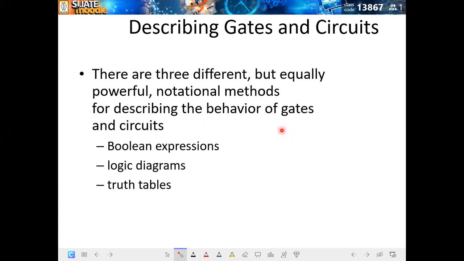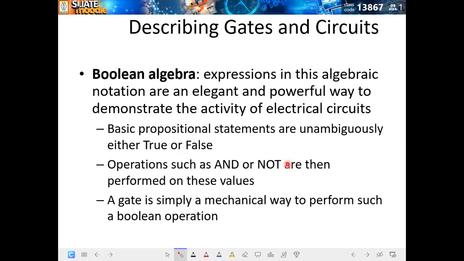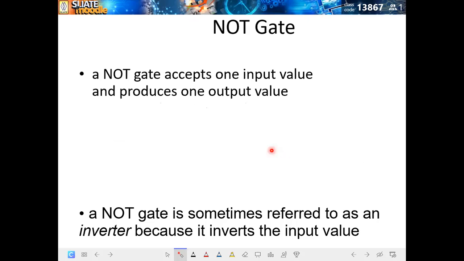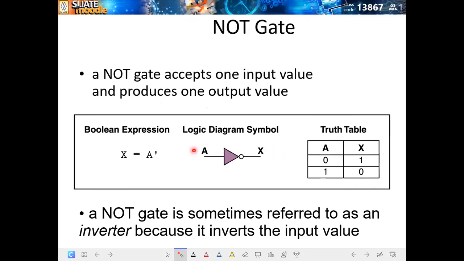We know, right? When describing the logic gates, we can use these three. One is Boolean expression, the other one is logic diagrams, and the other one is truth table. This is the logic diagram of NOT gate. This is the Boolean expression, right? And this is the truth table.